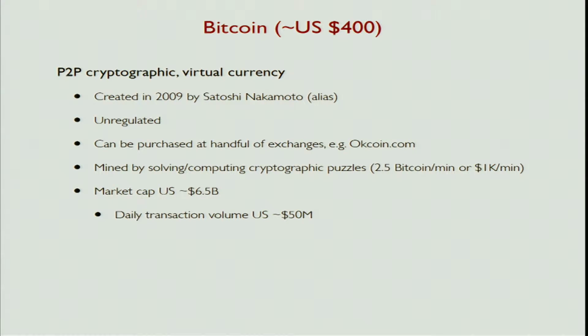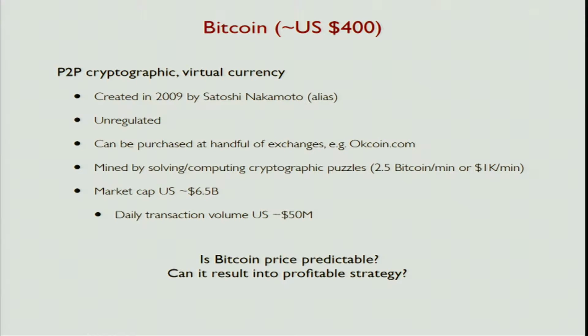And there is some daily transaction, and since there's a reasonable amount of daily transaction, if there was any information in the data, hopefully people have taken away at least the low-hanging fruit. So the question is, after those low-hanging fruits are taken away, is there still predictability in this data? And if so, can it result in a meaningful strategy?